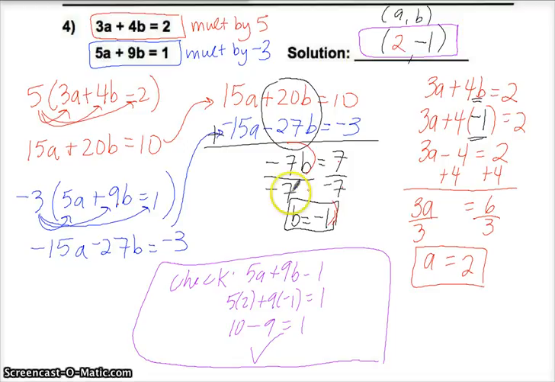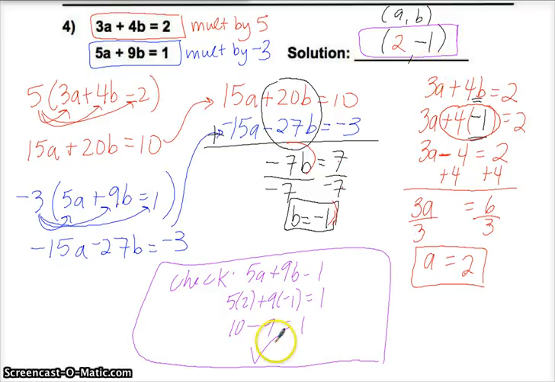So then I have to take either row, but I'm just choosing the first row. So I chose 3a plus 4b equals 2. I'm substituting in -1 for my b value right here. So 3a plus 4 times -1 equals 2. That's 3a. Positive 4 times -1 is -4. Therefore, I have to add 4 to both sides. So I get 3a equals 6. Divide each side by 3. Therefore, a equals 2. So it looks like my solution is this.